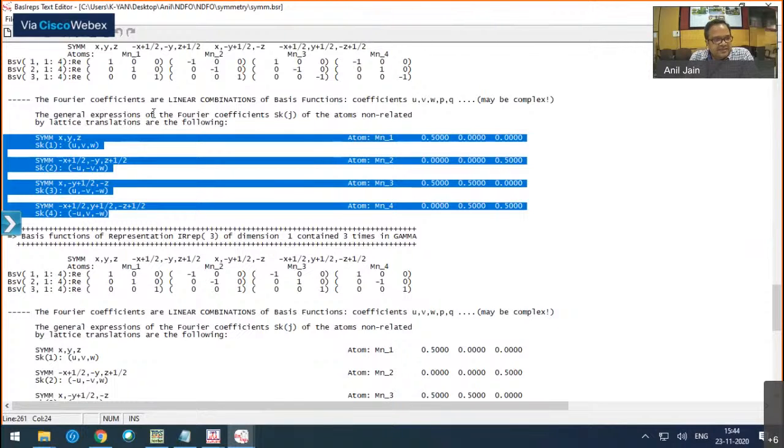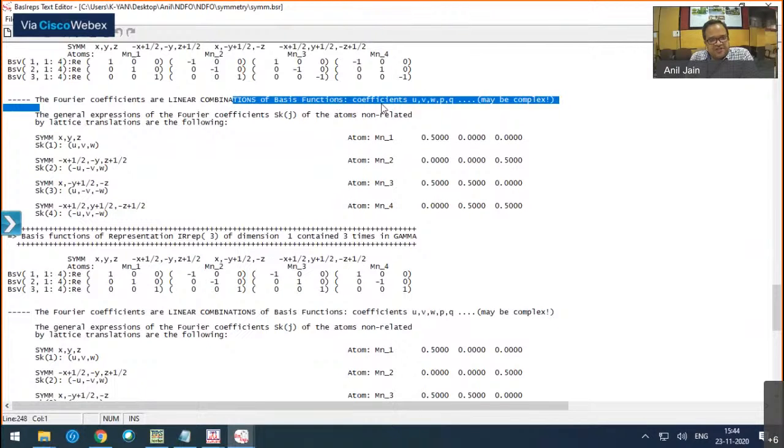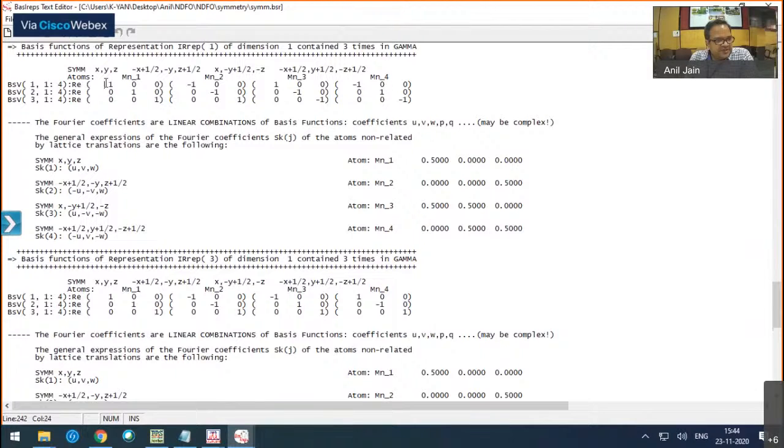And the Fourier coefficients are the linear combination of basis functions, and the coefficients of these basis functions are u, v and w. So this is how it has come. It is u times this, v times this, w times this for this side. Similarly, you can write it for this side, this side. So this is U, V, W, this is minus U, minus V, W for this position.